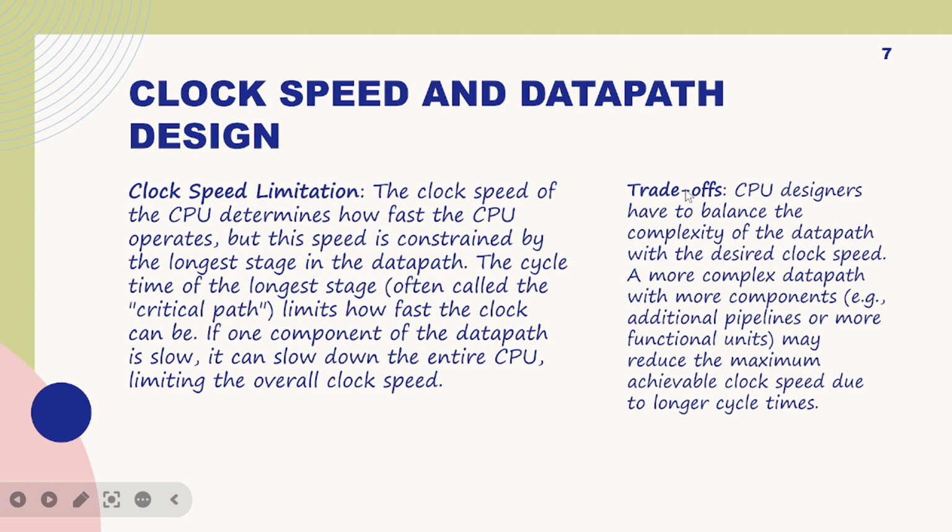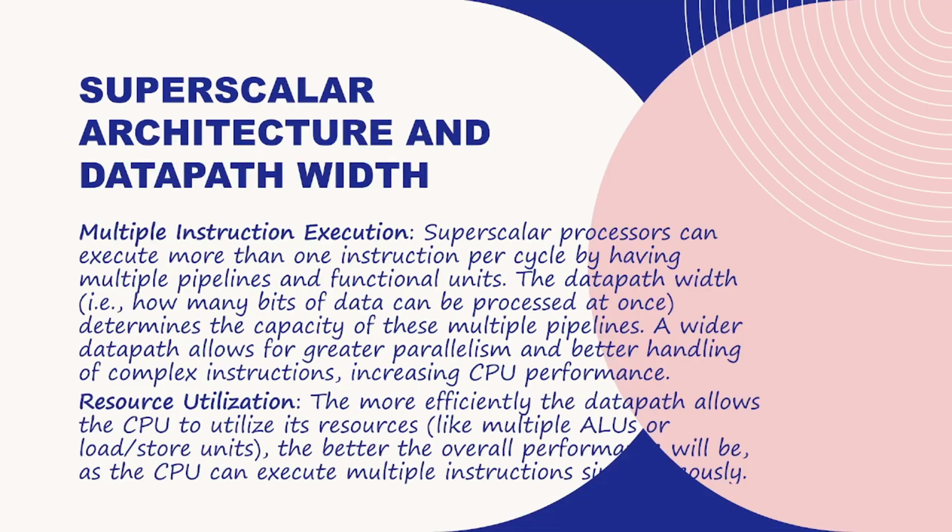And let's go to the trade-off. CPU designers have to balance the complexity of the data path with the desired clock speed, or a more complex data path with more components. For example, additional pipelines and more functional units may reduce the maximum achievable clock speed due to the longer cycle time.